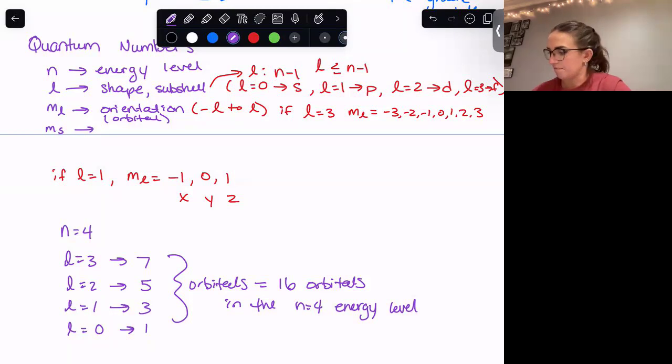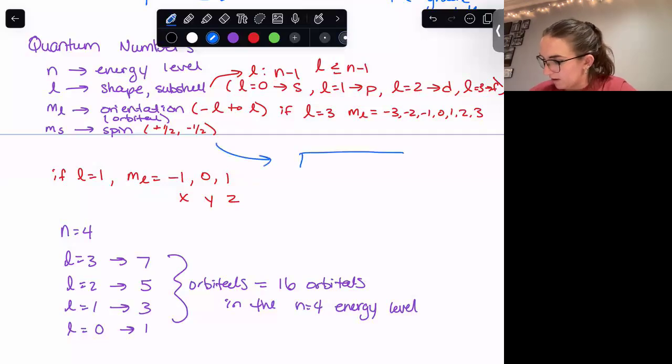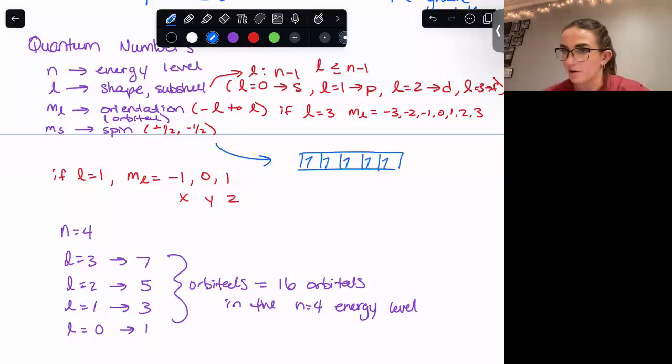Oh, yes. So let's finish up quantum numbers and I'll tell you where that comes into play real quick. For m sub s, just to round it out, this is going to be your spin. And this is always going to be +1/2 or -1/2. This comes into play with electron configurations because in an orbital, what do we do first with our electrons? Do we pair them or unpair them? Good, you unpair. And then you're going to pair.